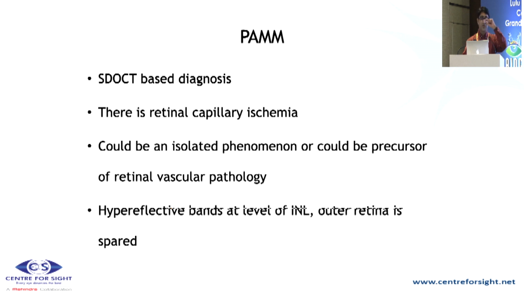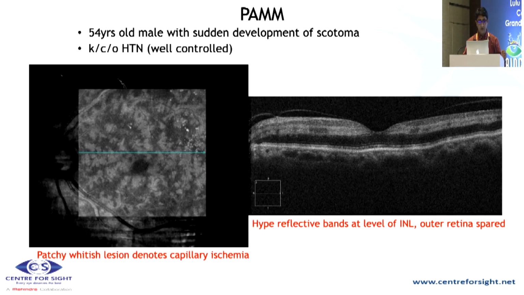What we see are hyperreflective bands on OCT, which are seen in the inner nuclear layer, and the outer retinal layer is completely spared. So this is a 54-year-old hypertensive male who presented to us with a scotoma. What we saw is that the outer retinal layers are completely spared, but the inner layer is patchy, with hyperreflective bands in the inner nuclear layer, while the outer layer is comparatively near normal.